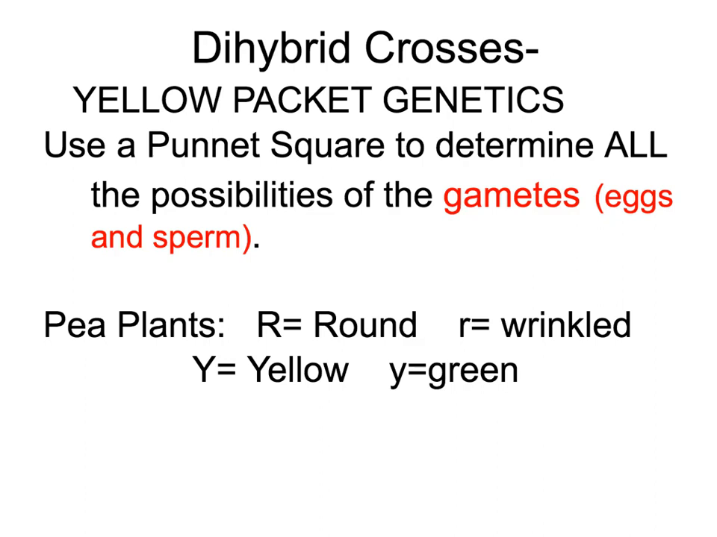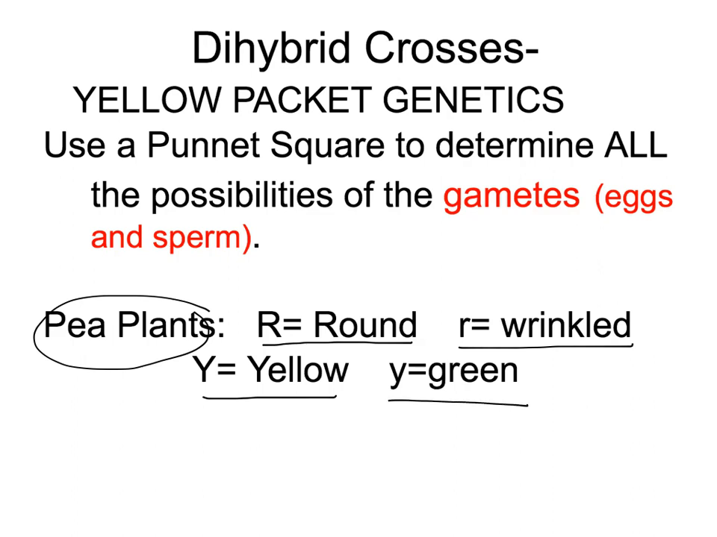All right, so let's take a look at our yellow packets, and we're going to go through the sample problem that we have in the shaded box. Our 2 traits, we're going to look at pea plants once again, and our 2 traits are for seeds. Our seeds in our pea plants can either be round or wrinkled. And those seeds can be 2 colors: they can either be yellow or green.